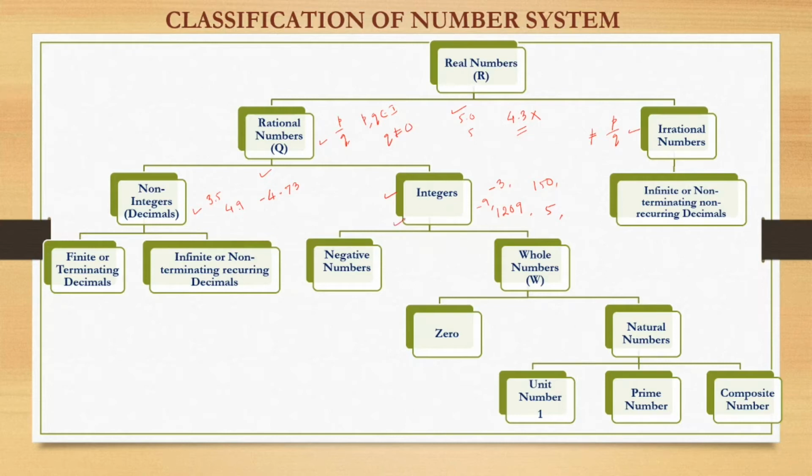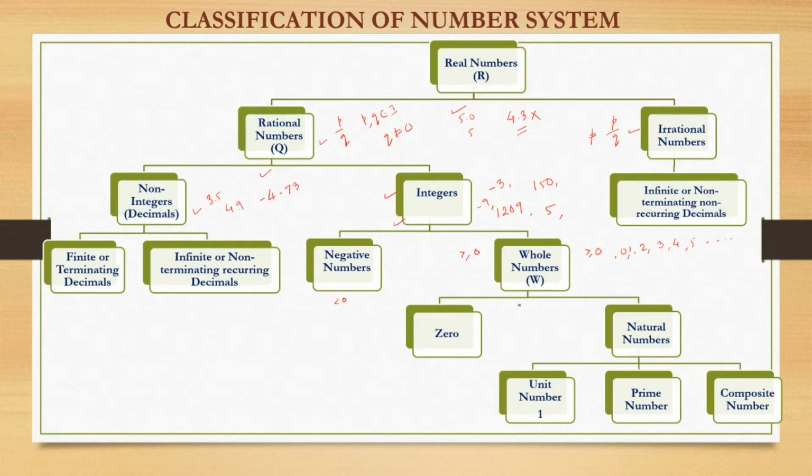Now, integer can be classified into two categories broadly: positive numbers and negative numbers. Negative numbers means any number which is less than 0, and whole number which is greater than or equal to 0. So what are the whole numbers? All the numbers which are greater than or equal to 0. By number means counting number, means 0, 1, 2, 3, 4, 5, and so on. So these are whole numbers.